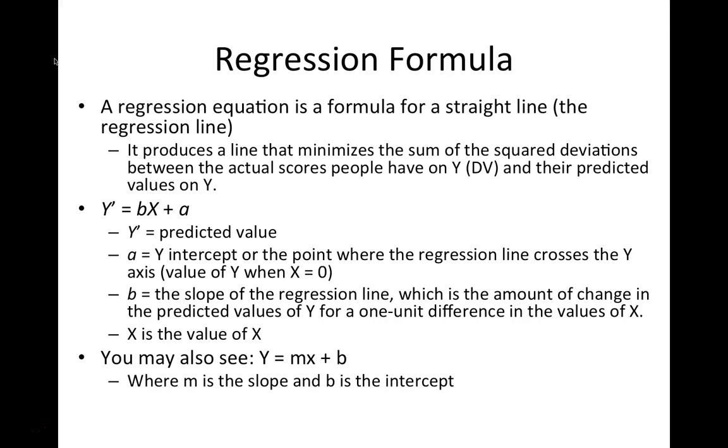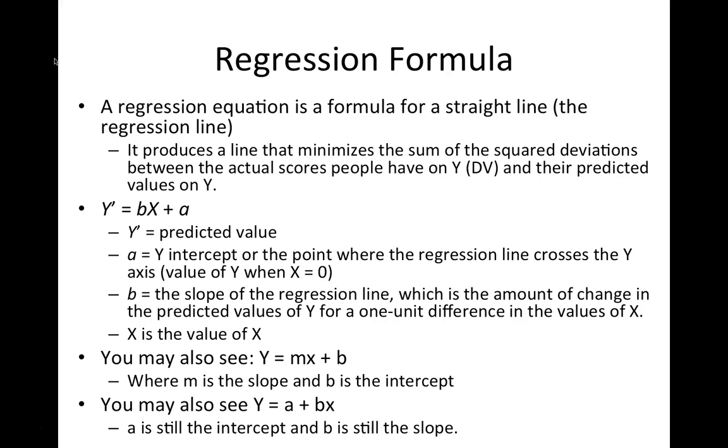You may also see this written as y equals mx plus b. This is sort of the basic algebraic formula for a straight line. And in this case, m is the slope and b is the intercept, so it's a little different. You may also see y equals a plus bx, which is just the formula flipped around a little bit. A is still the intercept and b is still the slope. And we'll also talk in a second about the variation of this formula when we have a multiple regression or multivariate regression. So this is the formula for a simple linear regression. Y prime equals bx plus a.